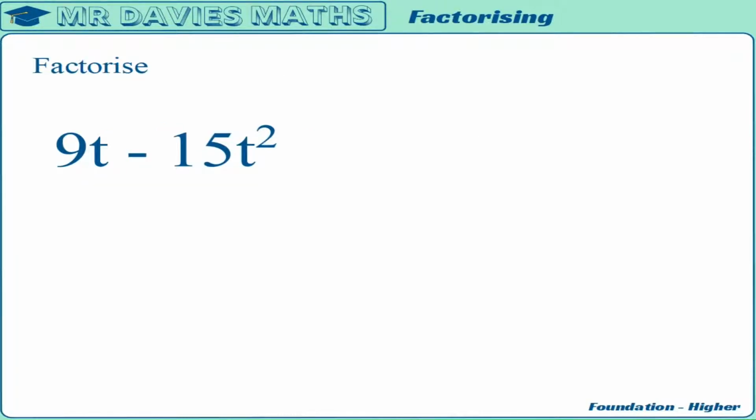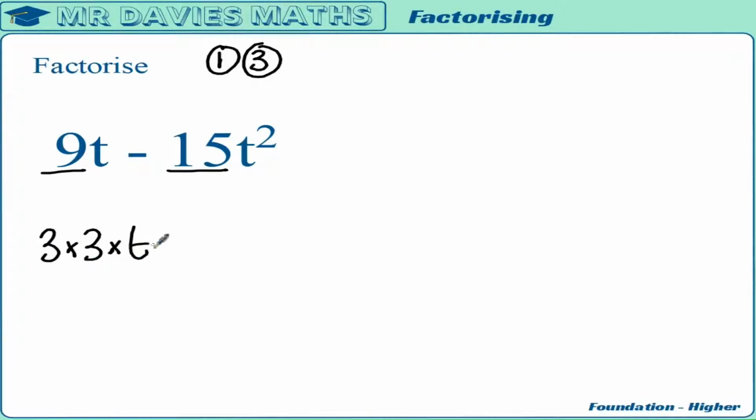Right, let's try this one then. So we've got numbers again, so let's have a look at the numbers first. 15 and 9, they're both in the 1 times table, they're both in the 3 times table, and that is it. So how do you make 9t? I'd do 3 times by 3 times by t. And how do you make 15t squared? I'd do 3 times by 5 times by t times by t.